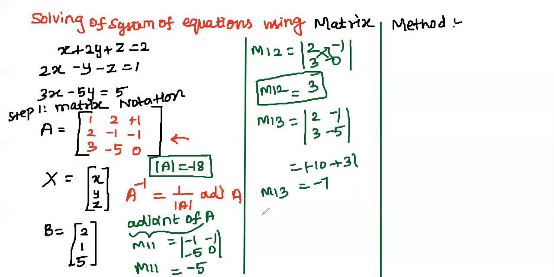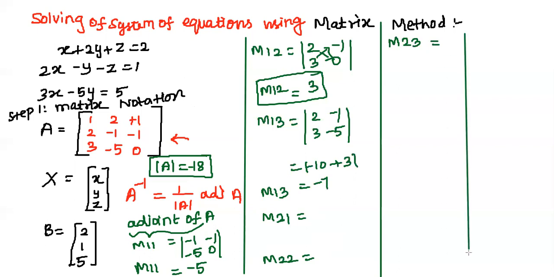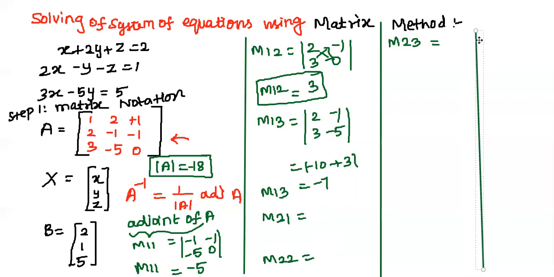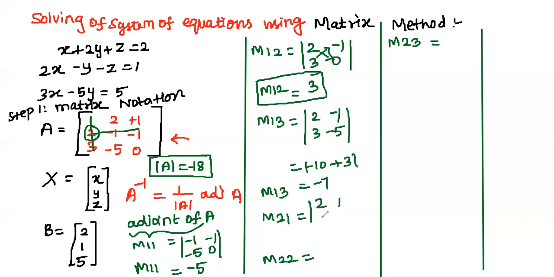M21 is positive 3. After cutting, it's 2, 1, minus 5, 0. So it will be 0 and plus 5. We'll be getting plus 5, right?